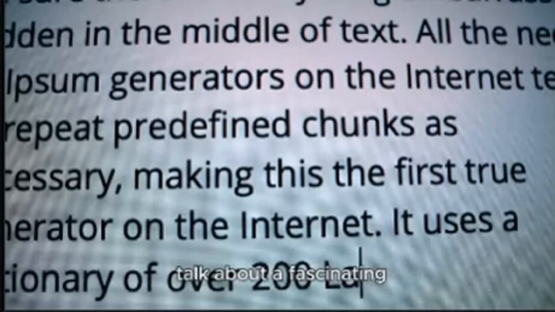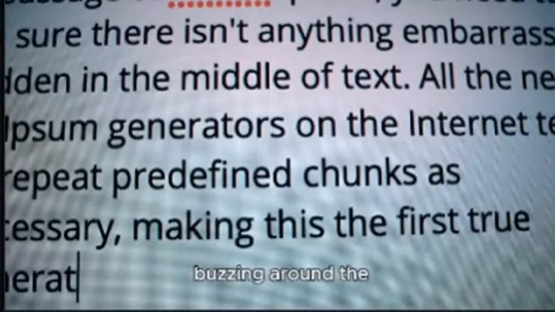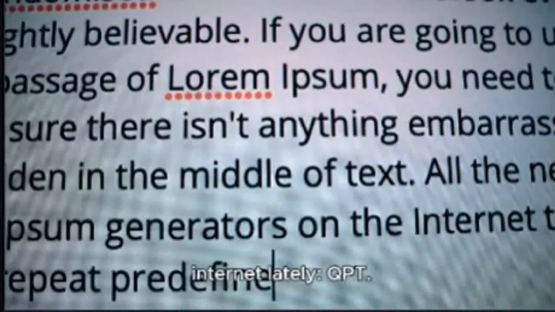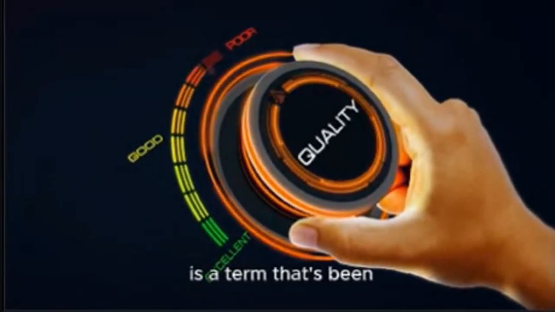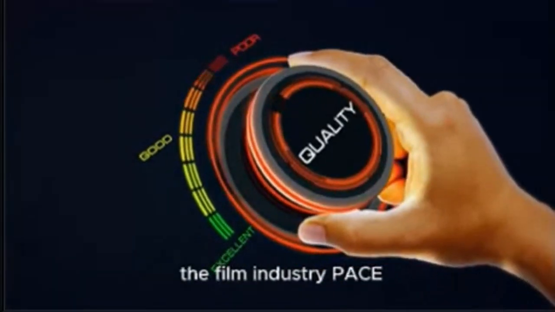We're going to talk about a fascinating topic that's been buzzing around the internet lately, QPT. QPT, or Quality Protection Technology, is a term that's been gaining popularity in the film industry.